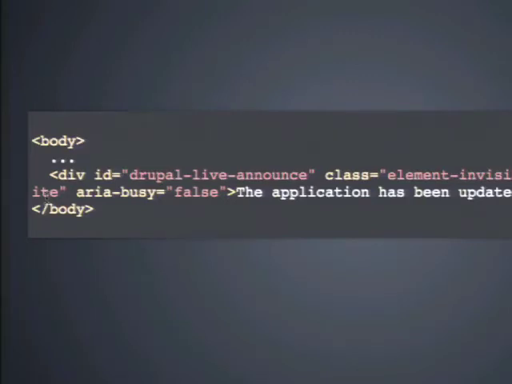The Drupal live announce element, where these strings are getting written to, is just located inside the body. So when Drupal.announce is used for the first time, this div gets created and appended to the body element inside the page.